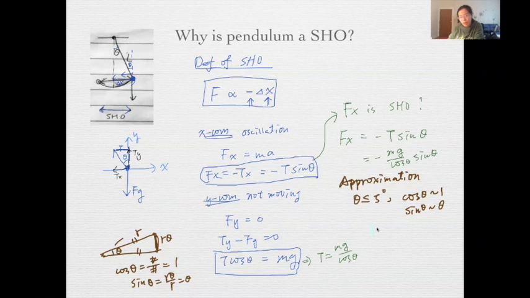So my Fx here will be negative mg. Cosine theta is 1, so I can ignore that. Sine theta is theta. So now you can see it's very close to this format, right?